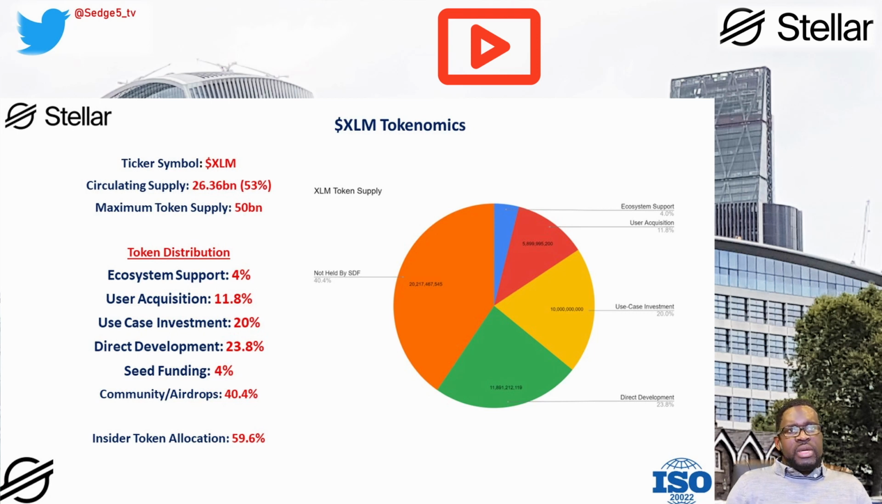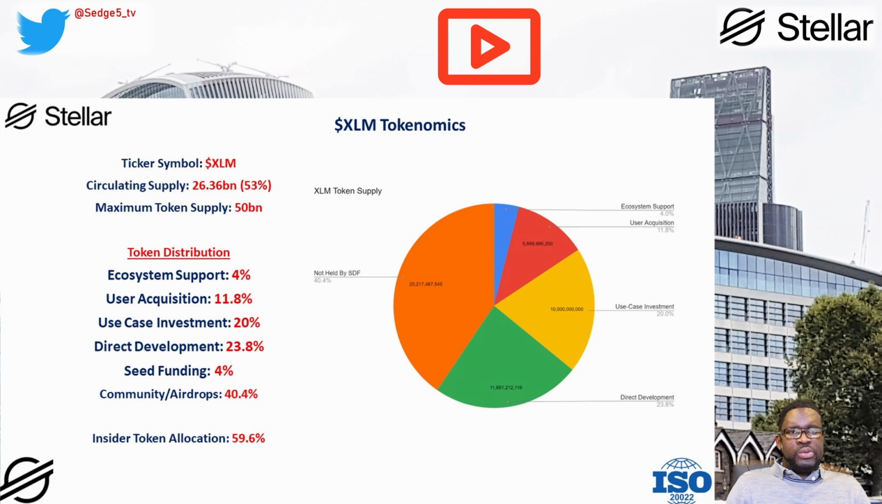So, now on to some numbers then with reference to the tokenomics. Ticker symbol XLM, token supply 50 billion, which was originally set at 1 billion. Circulating supply at the point at which we are doing this video, 26.36 billion or 53%. Token distribution: ecosystem support was allocated 4%, user acquisition 11.8%, use case investment 20%, direct development 23.8%, seed funding 4%, other airdrops, community and so forth 40.4%.